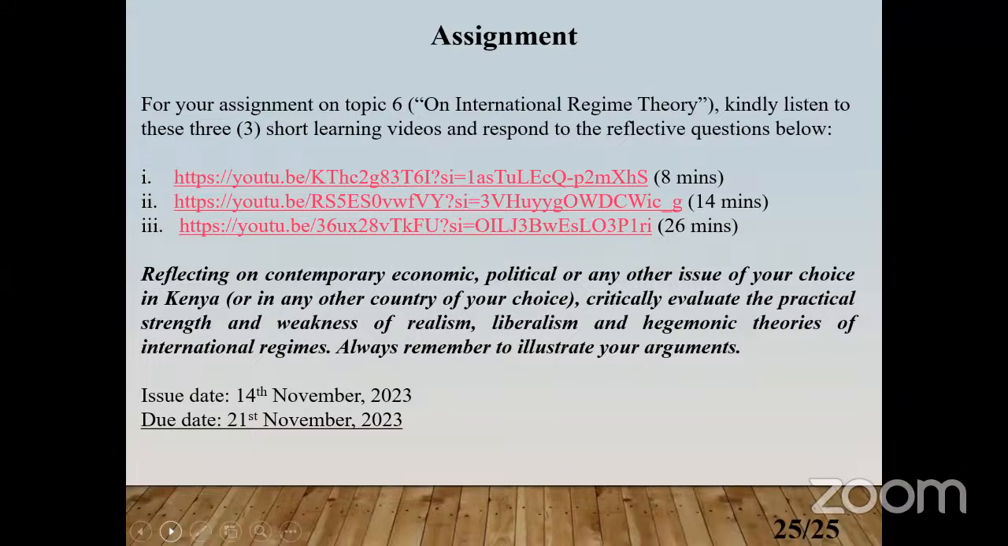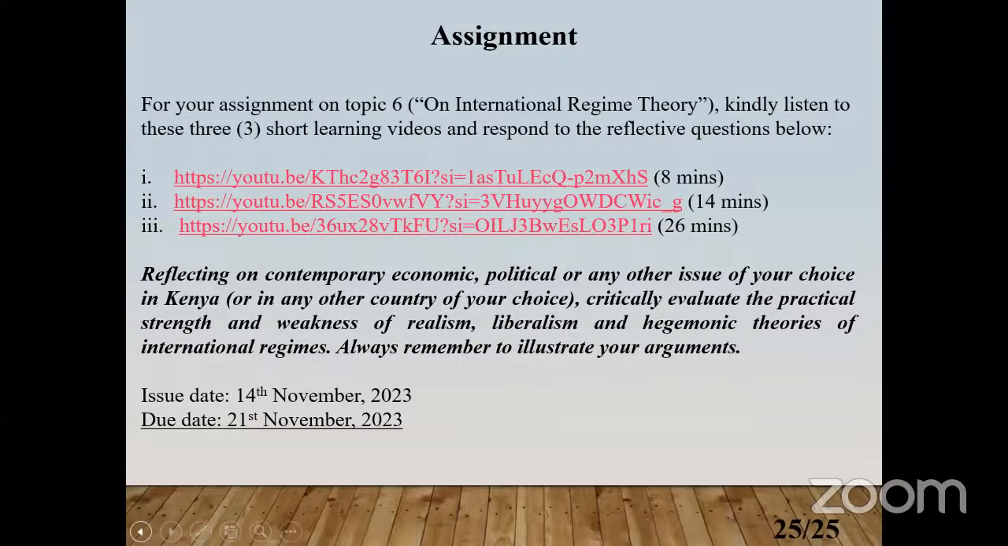Let me remain reserved on the marks. Is it a group work or an individual? I would wish this one comes as individual. The due date is 21st November, the last due date you gave us. It's 11:59 p.m., 21st November.